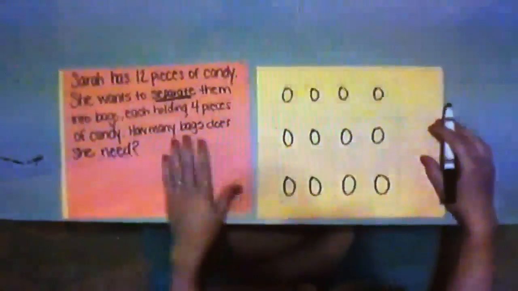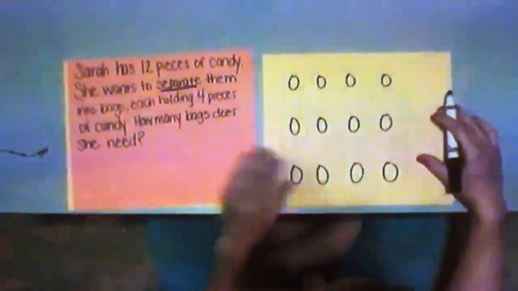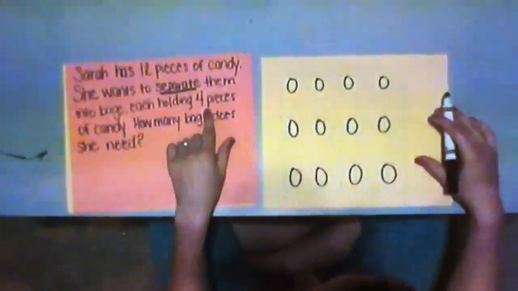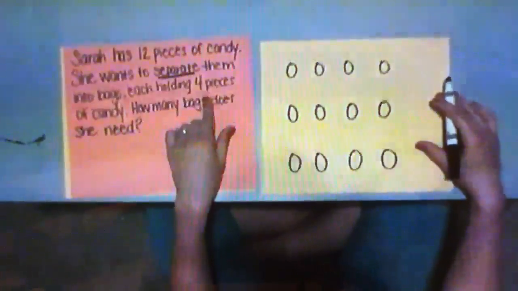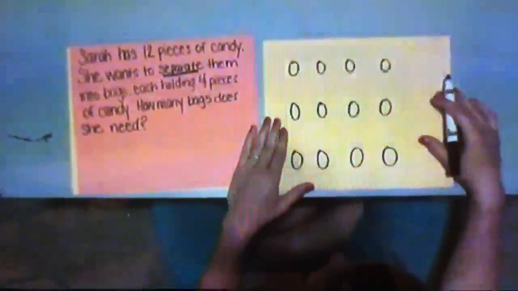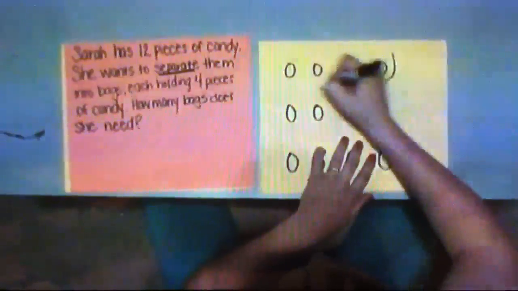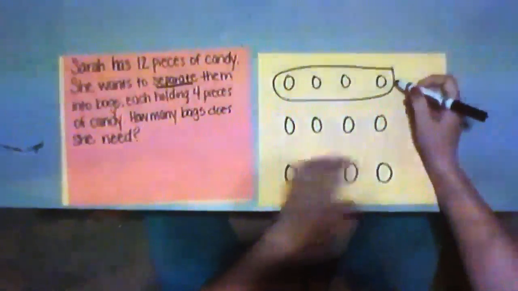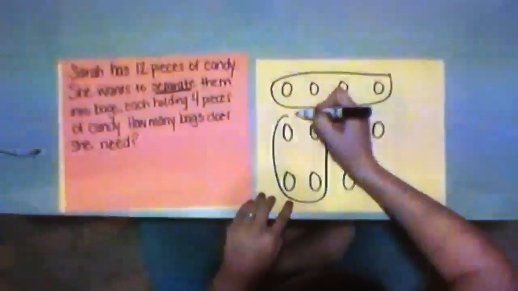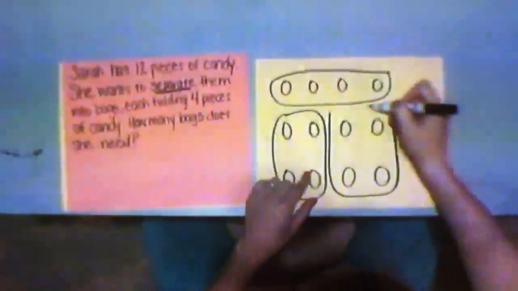Next, we know that we want to put all these pieces of candy into bags, but we don't know how many bags. We do know, however, that she wants 4 pieces of candy in each bag. So, what we're going to do is pretend like we're drawing a bag around the candy. So we're going to count out 4 pieces of candy and put a bag around it. We count out another 4 pieces of candy and put a bag around it. And finally, the last 4 pieces of candy and put a bag around it.